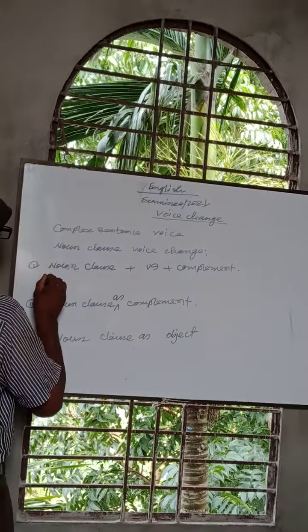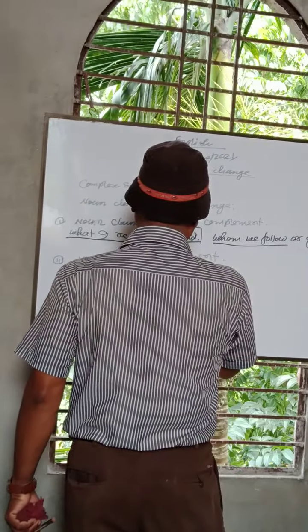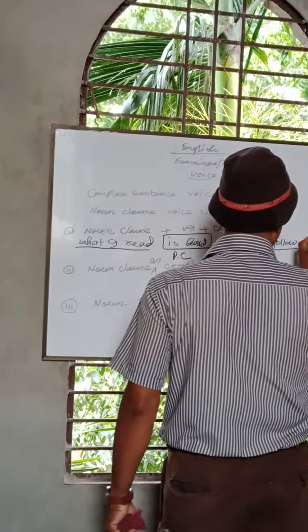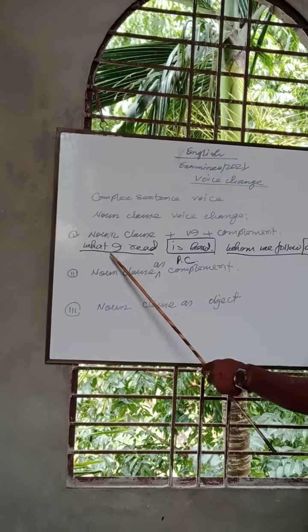What I read is hard. Whom we follow are good. Look at the 2 sentences here. Underline what I read and whom we follow. This is a noun clause as subject, and the principal clause is hard. Here in the box, the principal clause. And the underlined ones are the noun clauses.